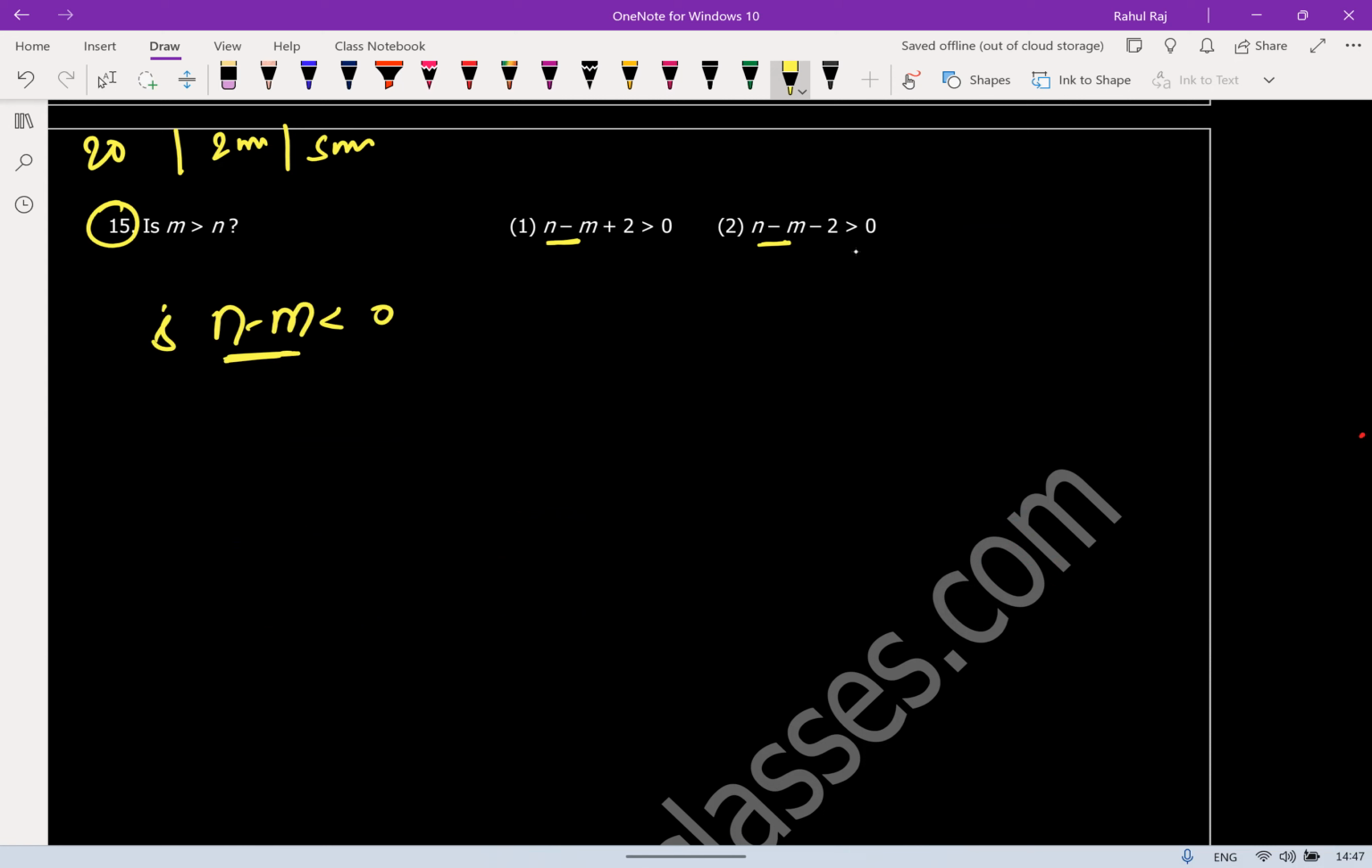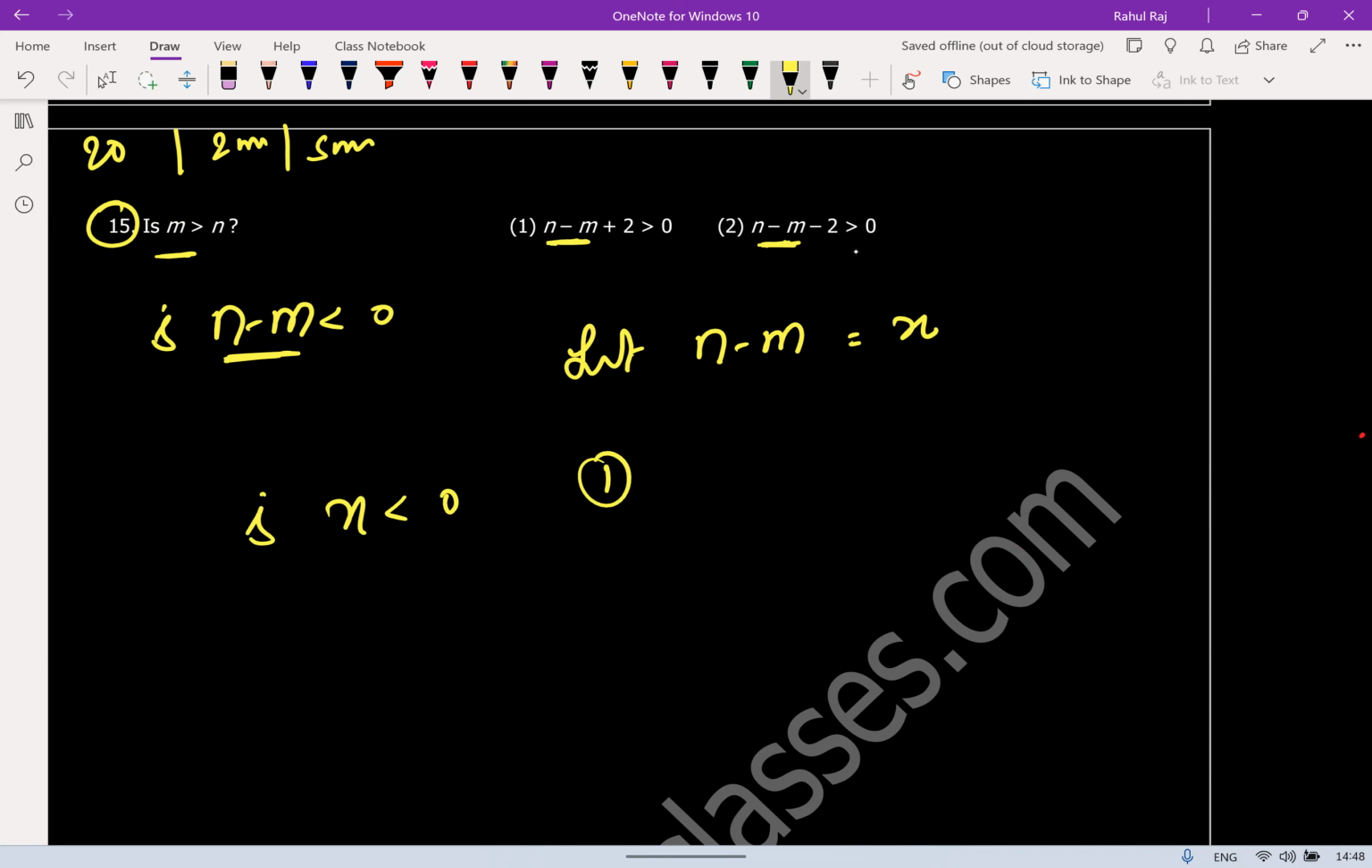Now you check here, N minus M. The question says statement 1 has N minus M, statement 2 has N minus M. So that you are not confused, what you can do here is assume, let's say, N minus M is equal to X. But the assumption can only be made when the expression from the question through all the statements is the same, only then. So if I assume N minus M is equal to X, now my question changes to: is X less than 0?